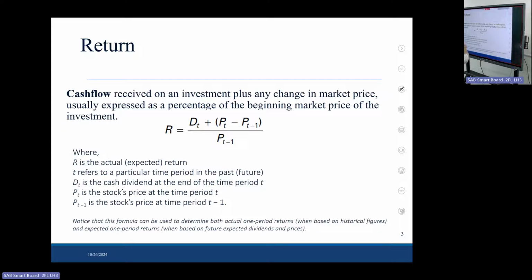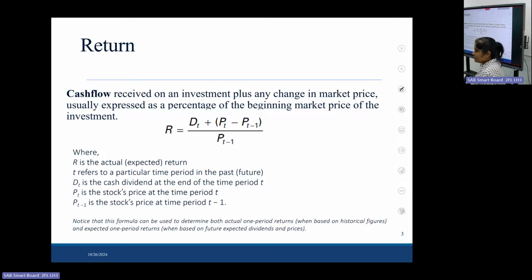Here, our discussion is based on the return. So return received on an investment, as you mentioned, reflects the cash flow. Again, I will mention that our discussion here is based on ordinary share investment, equity share investment. The cash flow received on an investment and any change in market price is usually expressed as a percentage of the beginning market price of the investment.